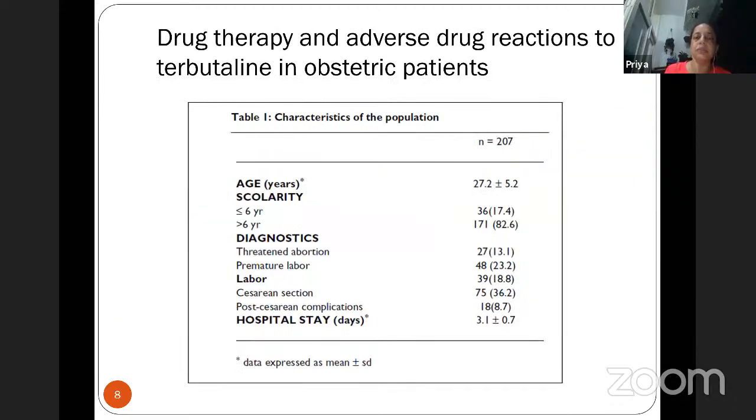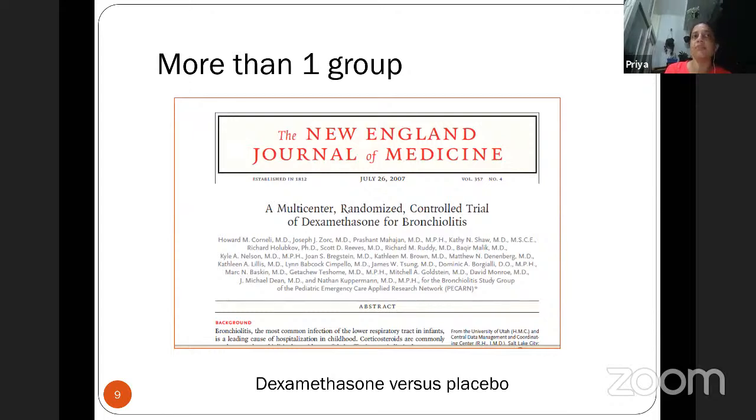This is an example. This was a single group study which looked at adverse drug reactions to terbutaline in obstetric patients. And if you look at the table, you can just see that they've described the characteristics of the, now they use the word population, but what they mean is study population, which is actually the sample, right? So simple means, standard deviations, proportions. This is descriptive statistics.